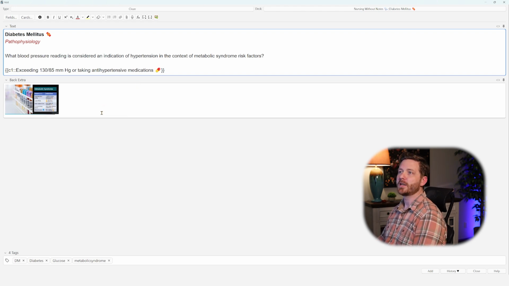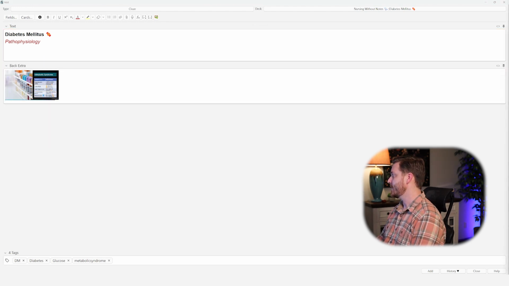What blood pressure reading is considered an indication of hypertension in the context of metabolic syndrome risk factors? And that's going to be exceeding 130 over 85 and or taking antihypertensive medications. So we'll jot that in.